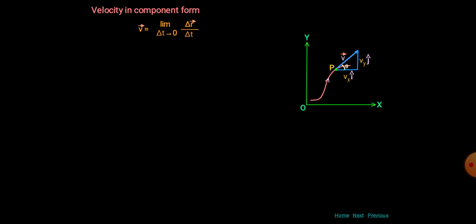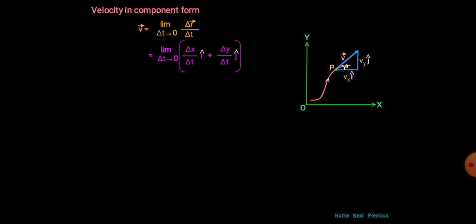Now let us try to understand the velocity in component form. For that we have to take x and y axis. We have taken point P again. See here, we have to consider the velocity along x and along y. So you already know that i cap is along the x axis and j cap is along the y axis. So we can write the equation for velocity. Here limit delta t tends to 0 delta r upon delta t.